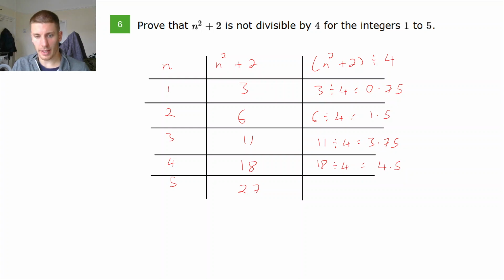And then we've got 27 divided by 4, which is equal to, what's that equal to? 27 divided by 4, 6.75. So there we go. I can see that all of these numbers clearly are not divisible: 0.75, 1.5, 3.75, 4.5, 6.75. Because they are all decimals, they are not divisible by the number 4. I've been through literally all of the outcomes. I've proved this by exhaustion.